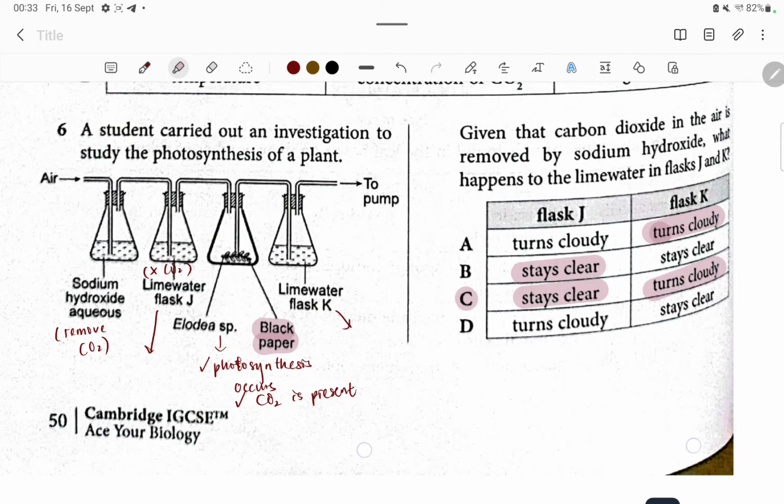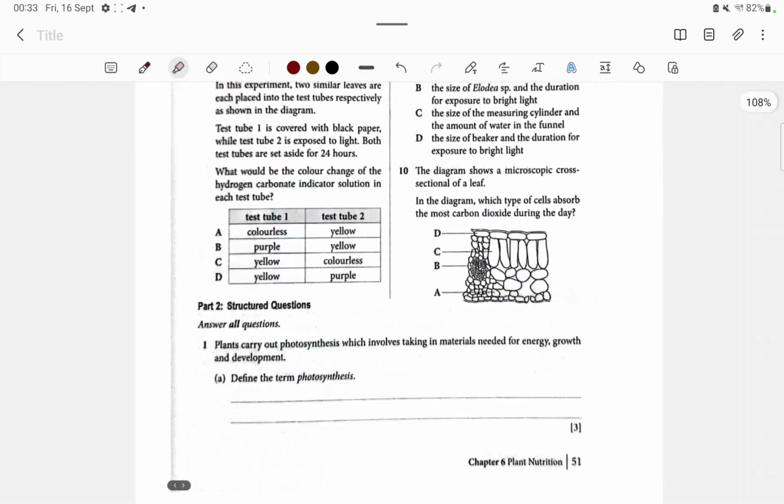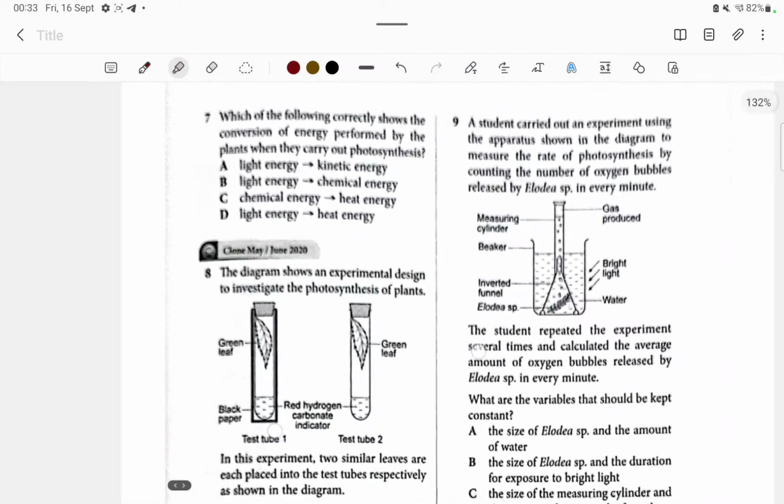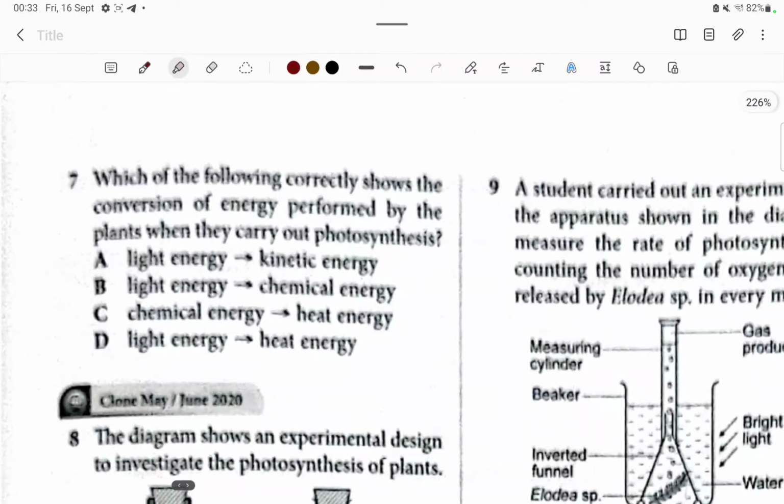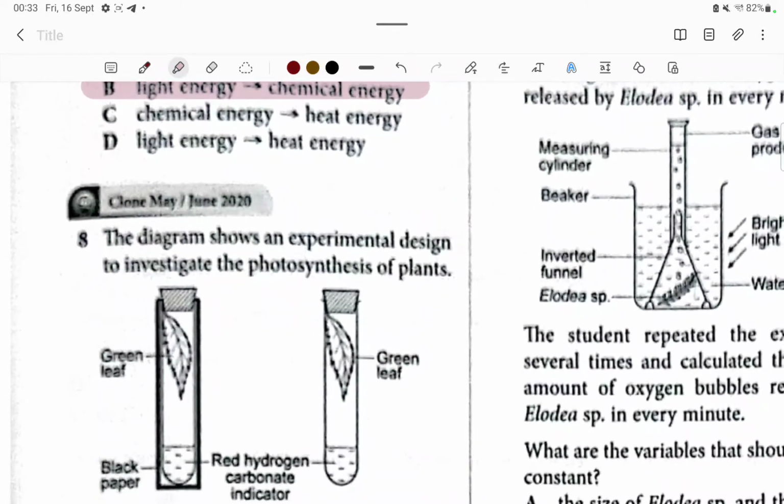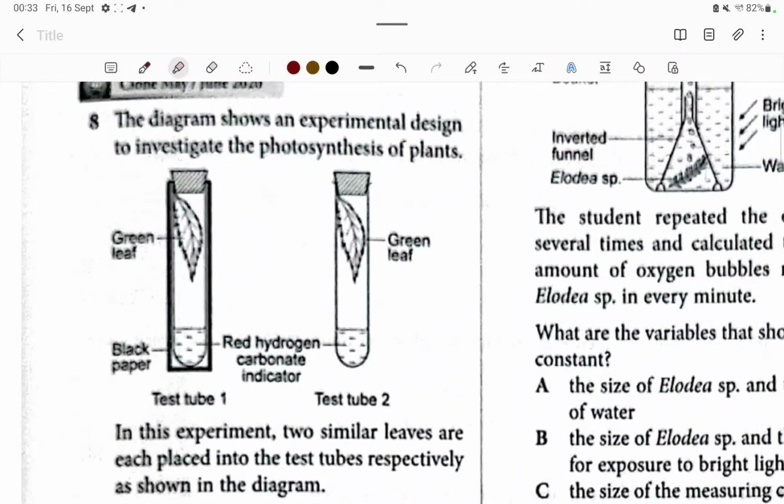Okay, let's move on. Number 7. Which of the following correctly shows the conversion of energy performed by the plants when they carry out photosynthesis? So this one, they will use the light energy from the sunlight and then they will change it to chemical energy because they produce food. So the answer will be B. Okay, number 8.